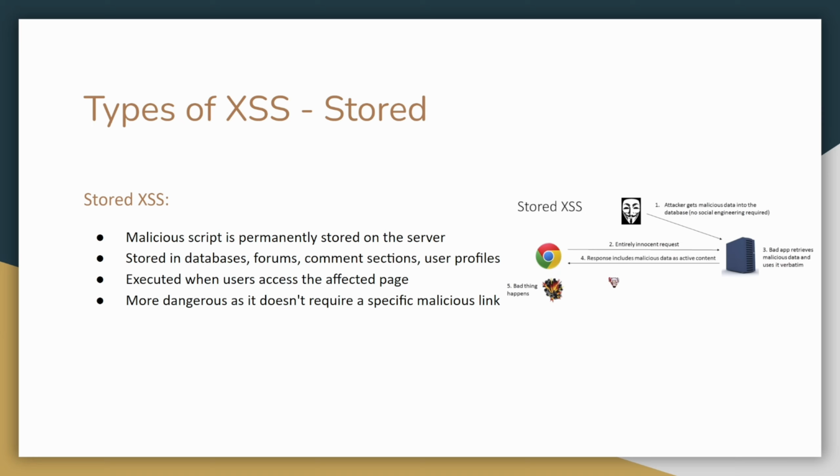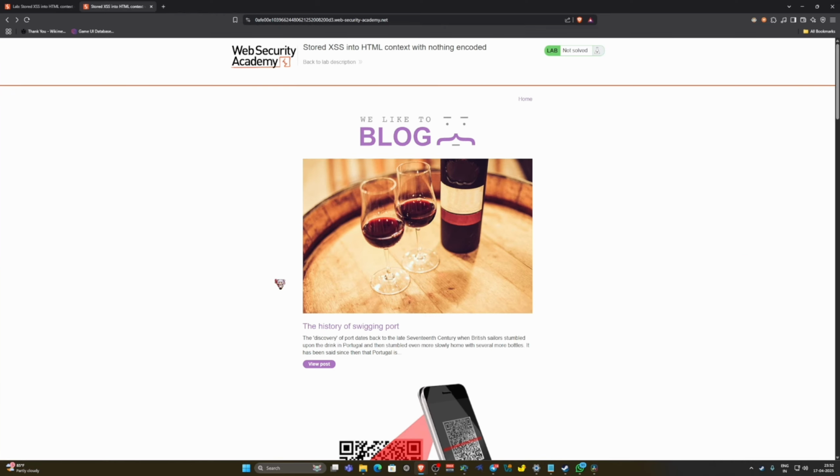At the fourth stage, the response includes malicious data as active content. And when the attacker gets hold of the information that he requires, bam, that's how the attack happens, or the account is being taken over, or they get access to sensitive information. Now let's see how stored XSS works in a lab setting.